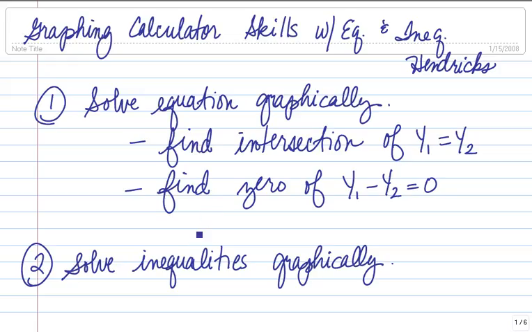Hi, I want to show you how you can use your graphing calculator to help you solve equations and inequalities. To solve equations graphically, you're going to learn how to find the intersection, and you're also going to learn how to find the zero. To solve inequalities graphically, we're really going to use these two methods combined with being able to read the graph correctly, and there is a third method that I will show you how to do.